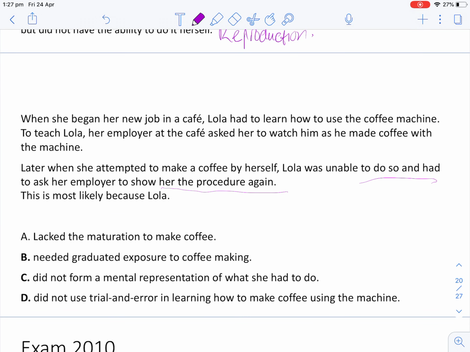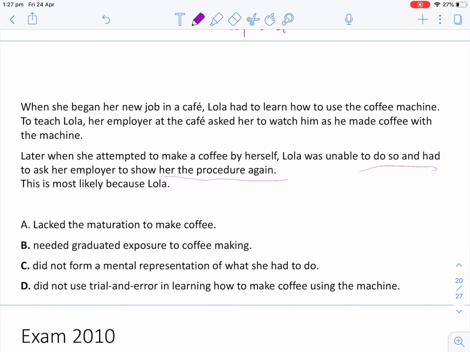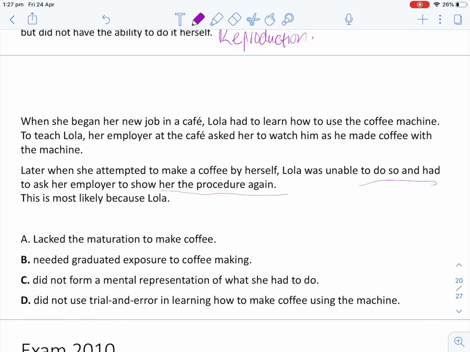Next question. When she began her job in a cafe, Lola had to learn how to use the coffee machine. To teach Lola, her employer at the cafe asked her to watch him as he made coffee with the machine. Later, when she attempted to make a coffee by herself, Lola was unable to do so and had to ask her employer to show her the procedure again. This is most likely because Lola lacked the maturation to make coffee, needed graduated exposure to make coffee, did not form a mental representation of what she had to do, or did not use trial and error in learning how to make coffee using the machine.